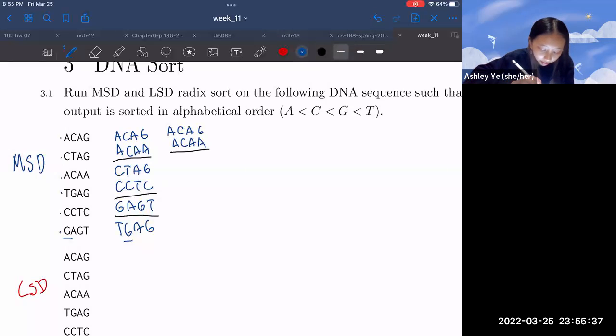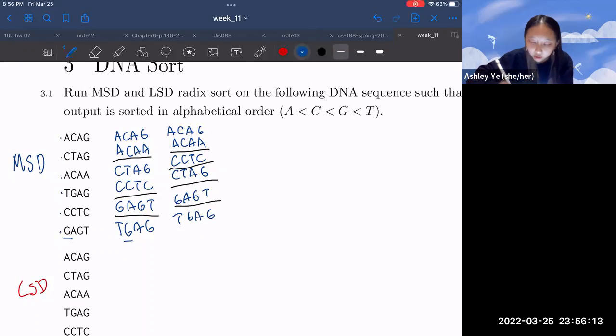Then let's look at the C's. For the second most significant digit, we're comparing C and T. C is before T alphabetically, so we want to swap them. We want to put CCTC before CTAG. That's our C category, but since we sorted it, we want to split again. So now we know it's split in order again. And G and T only have one thing in each category, so we automatically know it's the optimally sorted version of itself. So that's what happens after we look through the second most significant digit place.